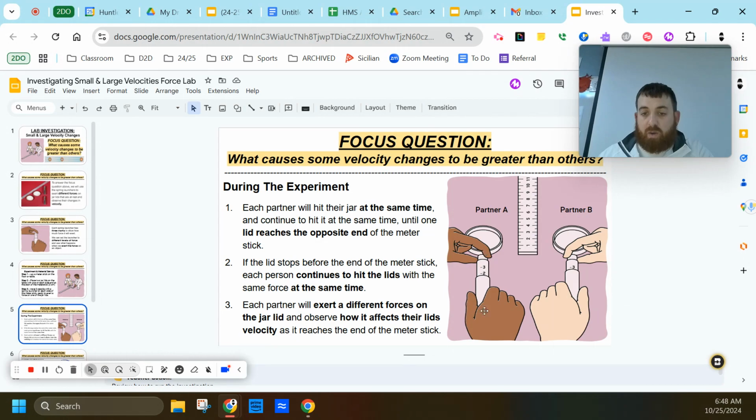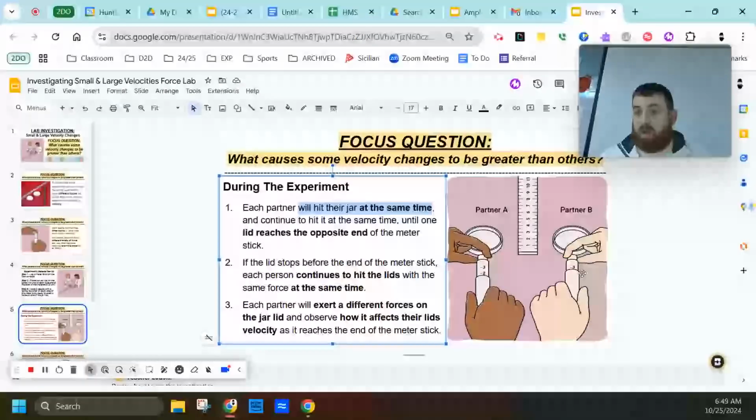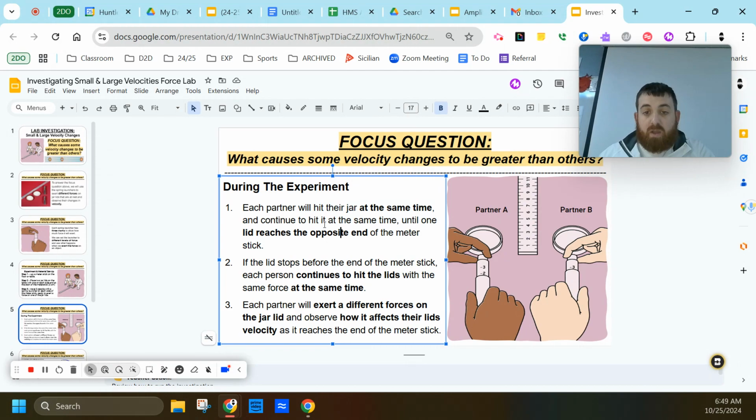Each partner, whether it's partner A and B, will hit the jar lid at the same time. Notice they'll have different amounts of force, but they'll be hitting them at the same time. And they're going to continue to hit it at the same time until one lid reaches the other end of the meter stick. This isn't a race. We're not trying to see who does it fastest. We're trying to see who gets there first.